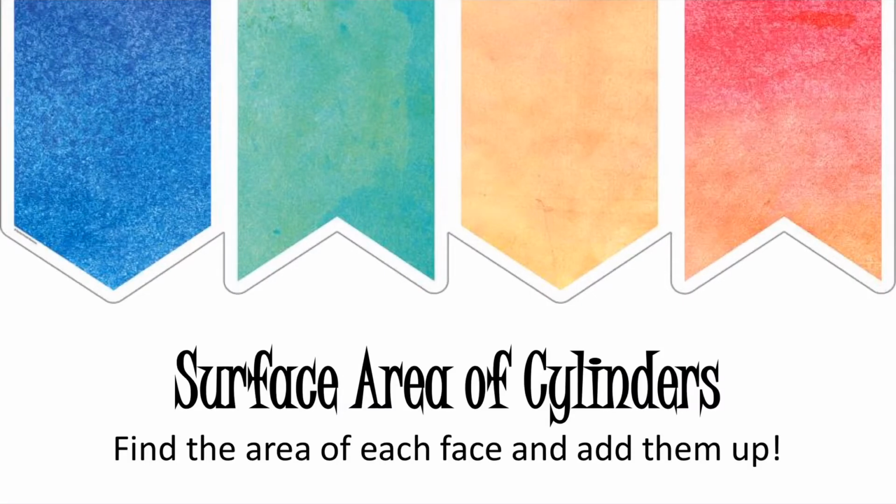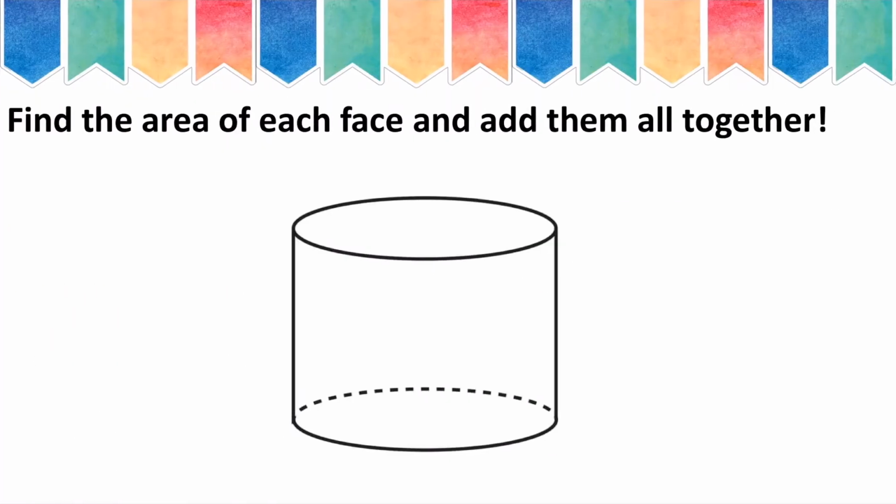Hi, in this video we are going to learn how to find the surface area of cylinders. So when finding surface area, what we always want to think about is to find the area of each face and then add them all together. Remember, a face is just like a side of our 3D solid.